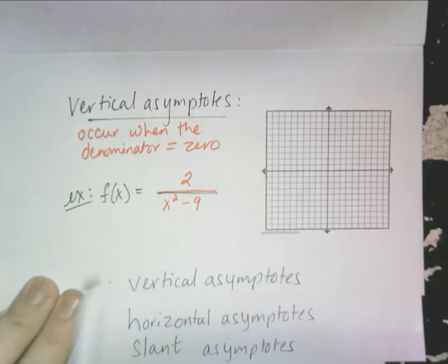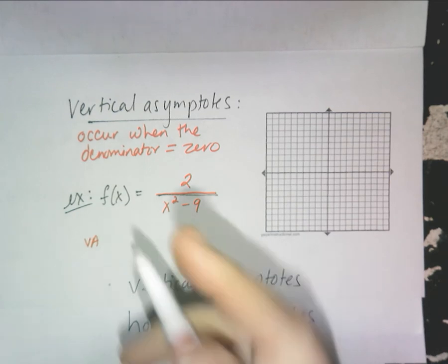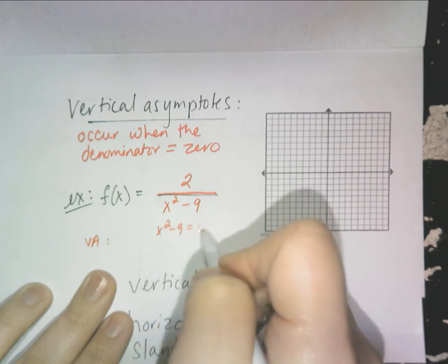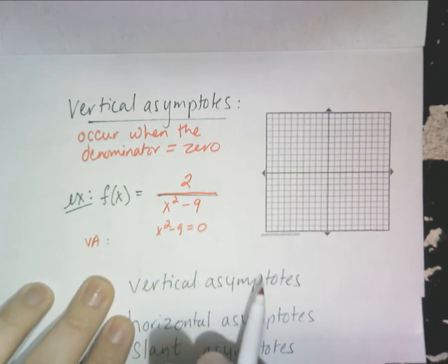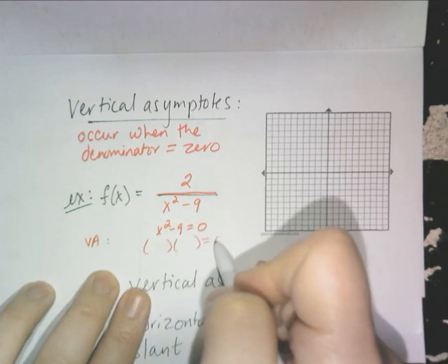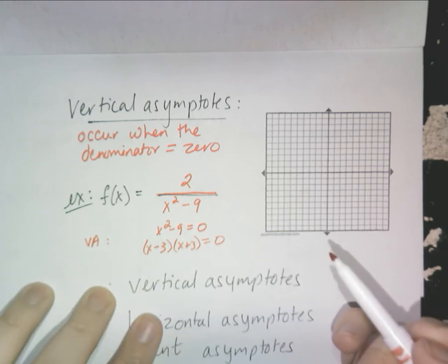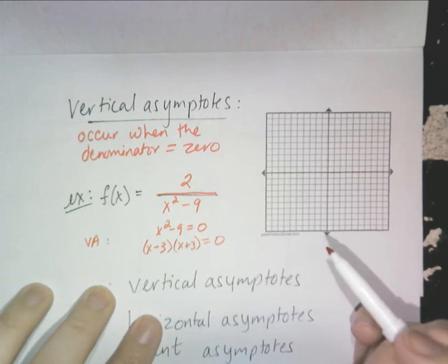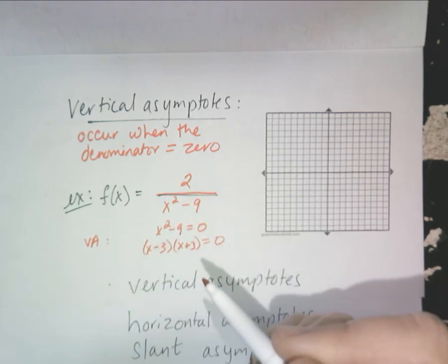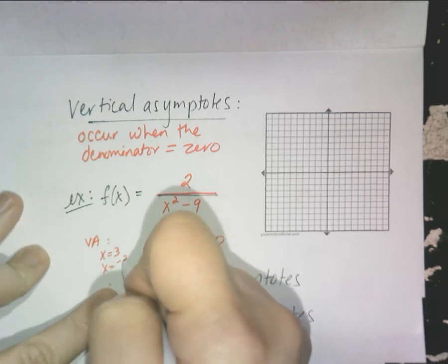You're going to go on the side of your paper, you're going to take your denominator. I like to write VA for vertical asymptote. And you're just going to set your denominator equal to 0. Can that factor? Yes. Into what? 3 and negative 3. So where are my two asymptotes then? 3 and negative 3. The way you write it, though, you have to write them as equations for these lines. So you'd say vertical asymptote at x equals 3 and x equals negative 3.